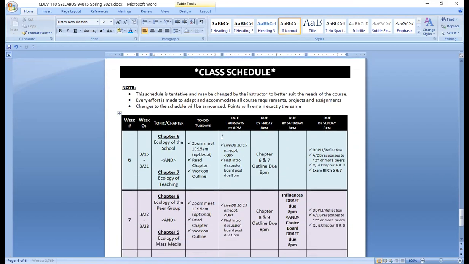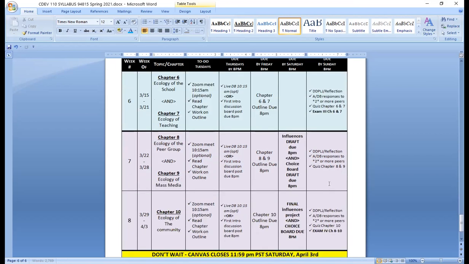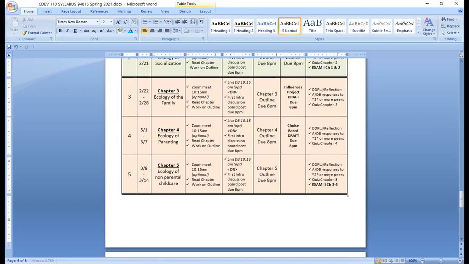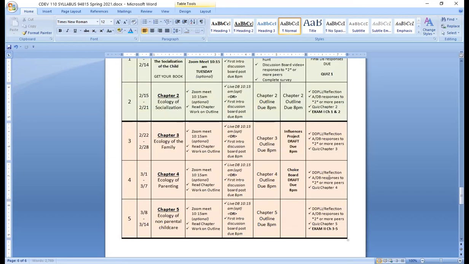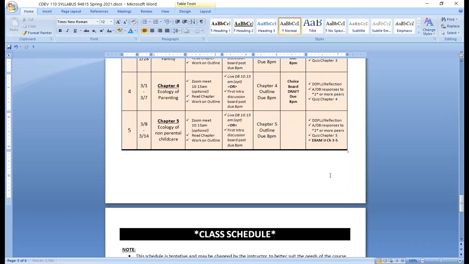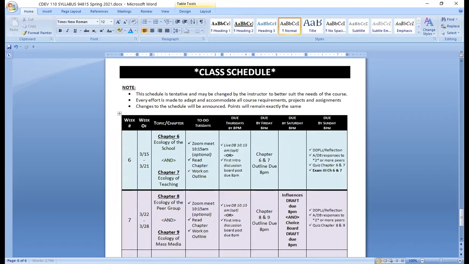So chapter 6 and chapter 7 is one unit altogether. Yikes. This is when we double up. But I figured if I gave you guys the first 4 or 5 weeks to get one chapter each week together, boom, boom, we can do this. And by the way, this is ecology of the school and ecology of teaching. It used to be together. It really did used to be together when Bronfenbrenner created the model.